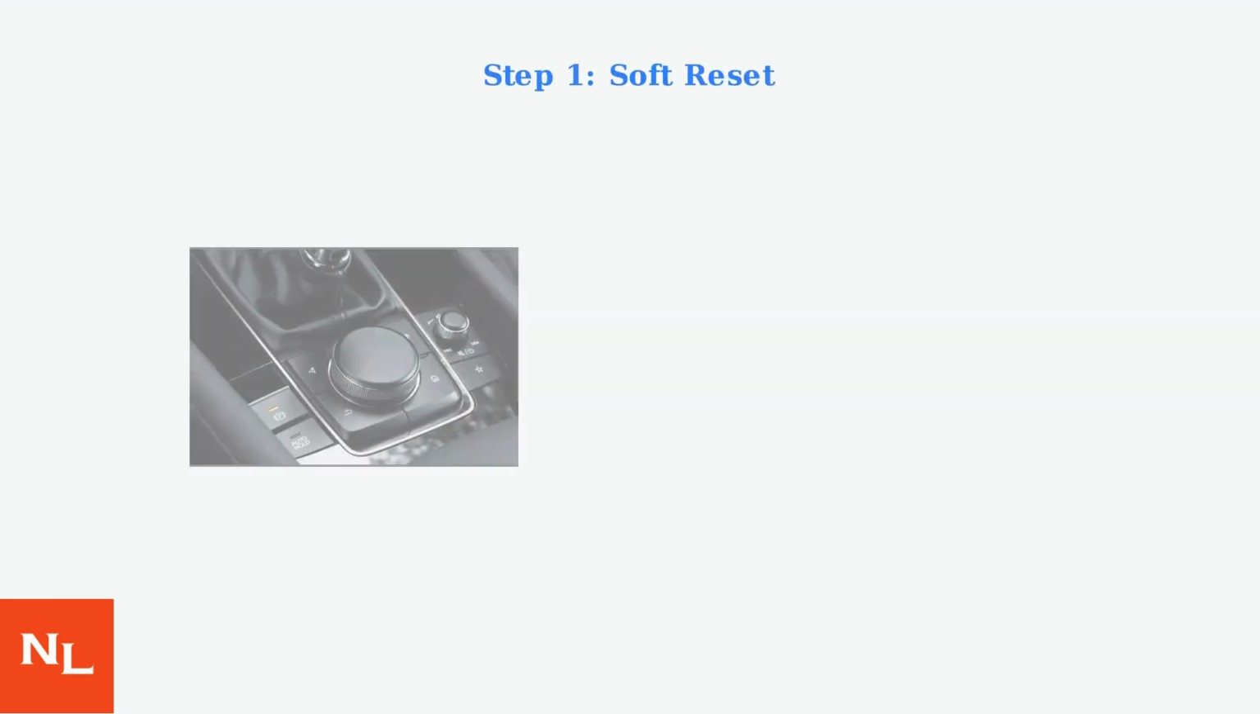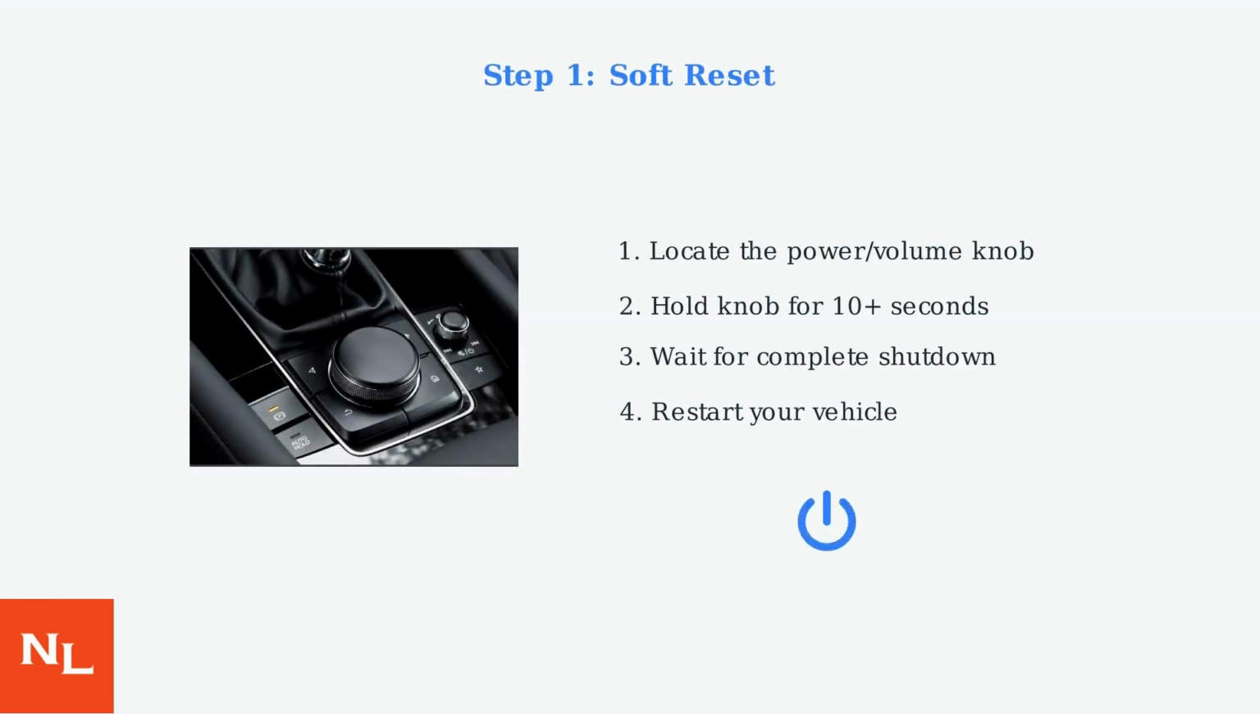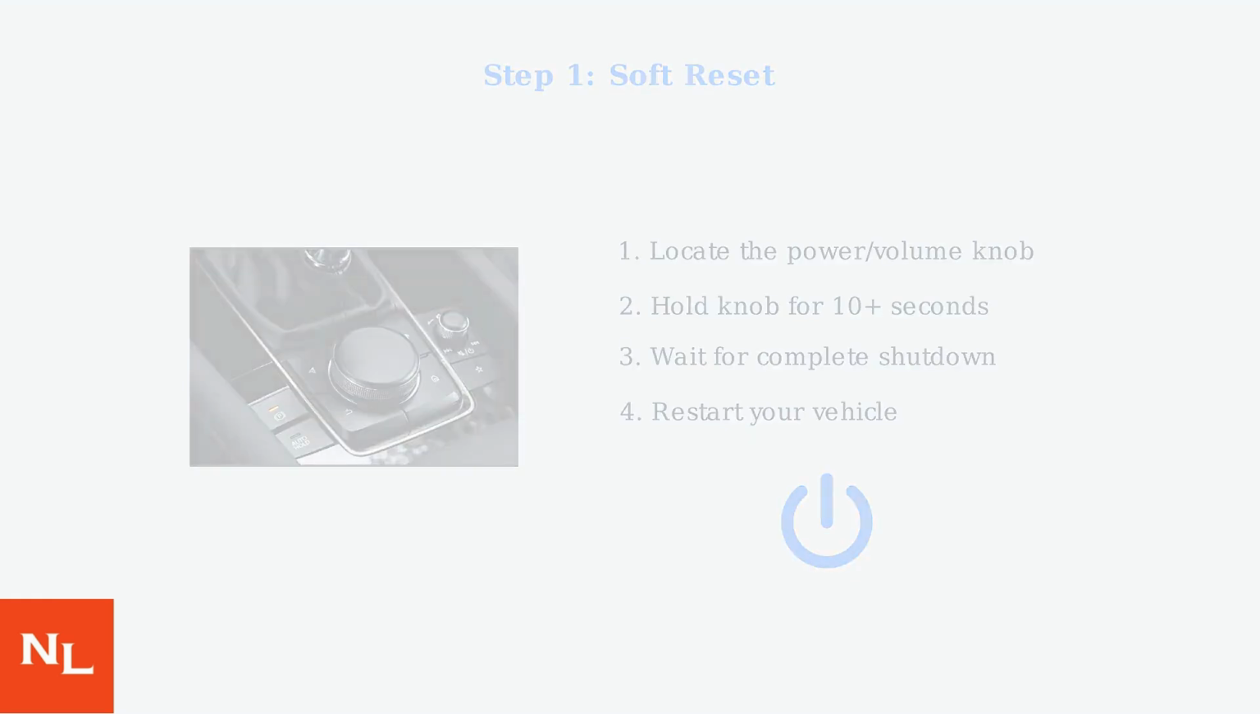The first method is a soft reset. Hold the power and volume knob for 10 or more seconds until the system completely shuts down, then restart your vehicle. If the soft reset doesn't work, you can try a hard reset, which involves disconnecting the vehicle's battery.